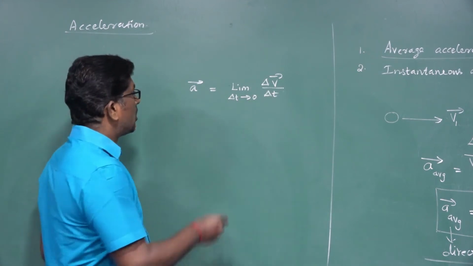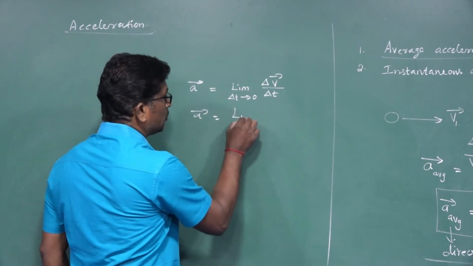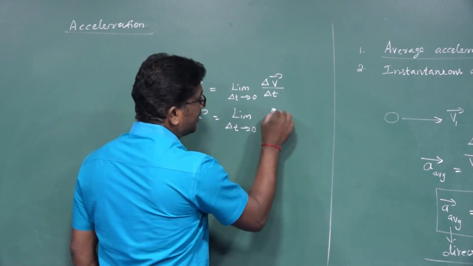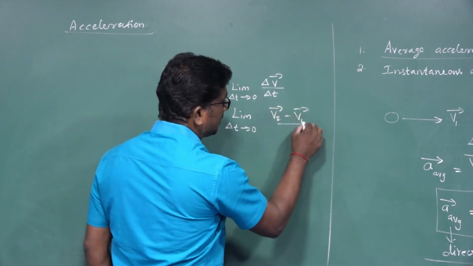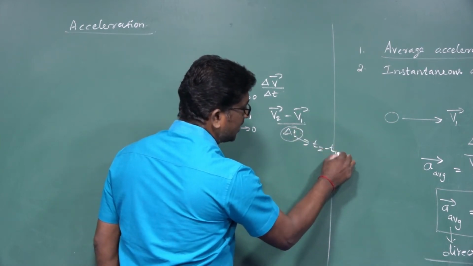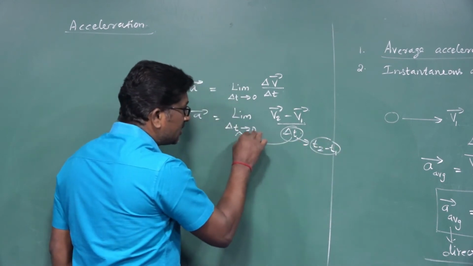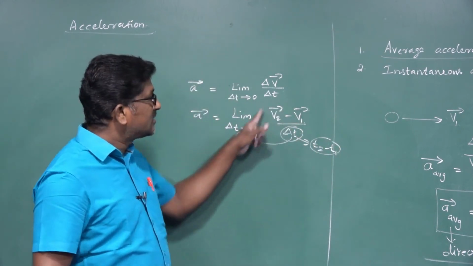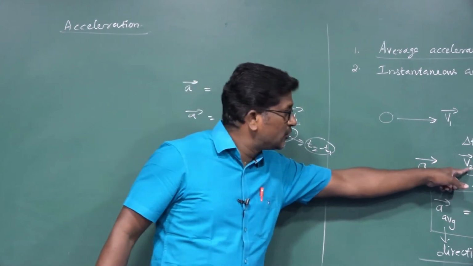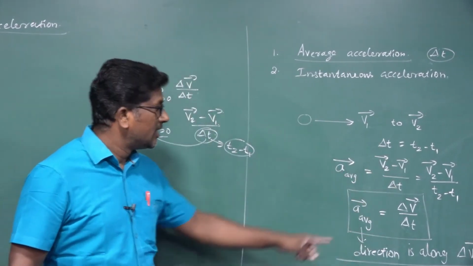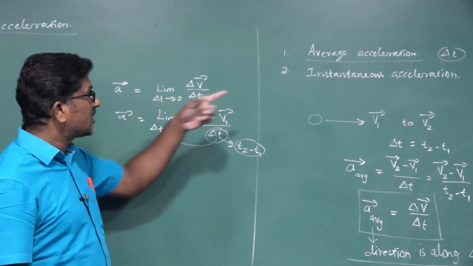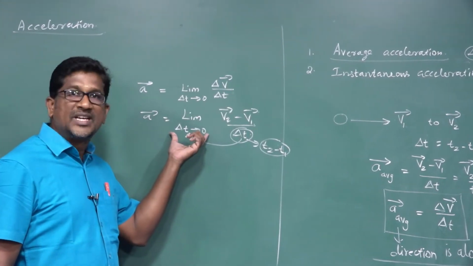Instantaneous acceleration, or a vector, is equal to the limit as del t tends to zero of v2 vector minus v1 vector divided by del t, where del t can be written as t2 minus t1. Here del t tends to zero, and this type of acceleration is called instantaneous acceleration. Average acceleration is v2 vector minus v1 vector divided by del t, where del t does not tend to zero. But in the case of instantaneous acceleration, del t tends to zero.